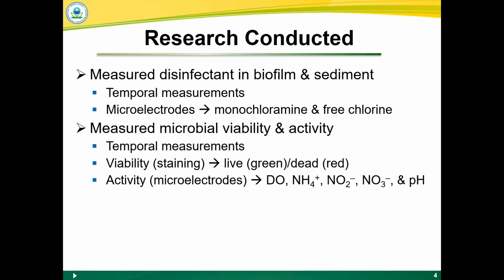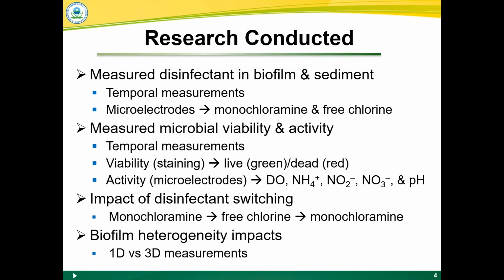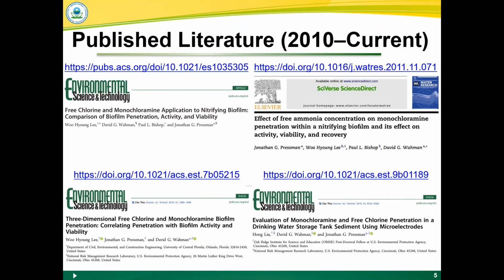And then we also looked at the activity of the bacteria, looking at the important components of nitrification: dissolved oxygen, ammonia, nitrite, nitrate, and pH. Then we also, again, looked at disinfectant switching, going from monochloramine to free chlorine and back to monochloramine, to see how that impacted how the disinfectant penetrated. And then we finally looked at heterogeneity impacts of the biofilm. Was it good enough just to look in one dimension, or do we need to look at them in three dimensions to understand what was going on? We published this work over the last 10 years in a number of publications. These are just the headers of those publications if you want to refer to them after the talk to get some more information.